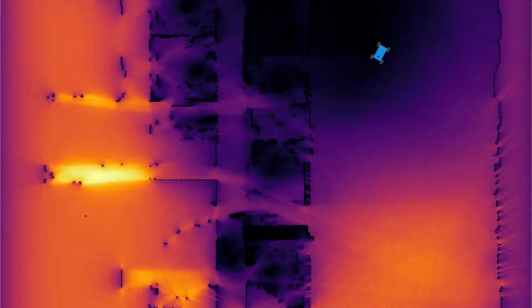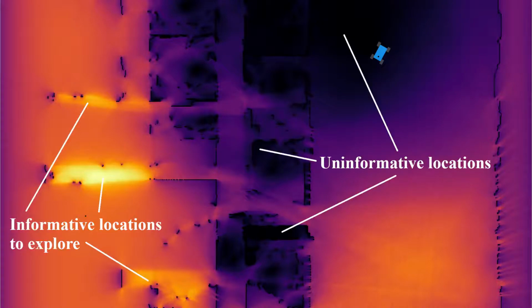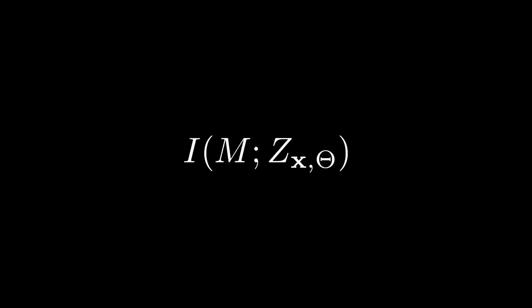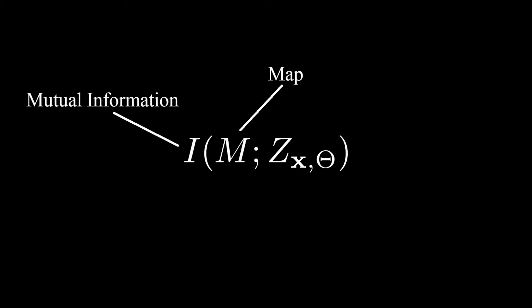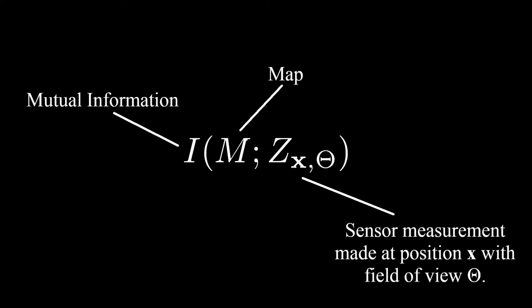We've displayed it here where the brightness of each pixel indicates how much information the robot is expected to gain about the environment by making a measurement at that location. The most informative locations to explore are the most bright. More precisely, this measures the mutual information, I, between the map represented by random variable m and the sensor measurement represented by random variable z made at position x with field of view theta.